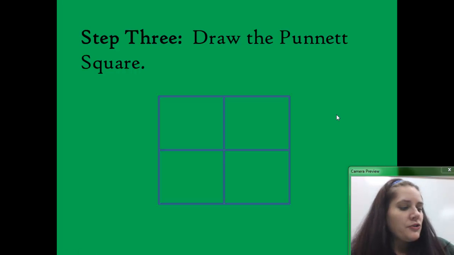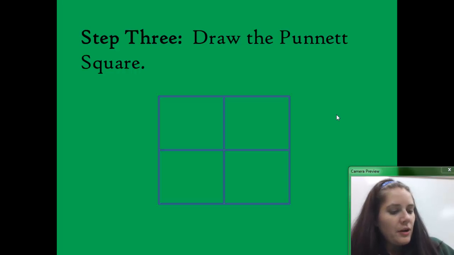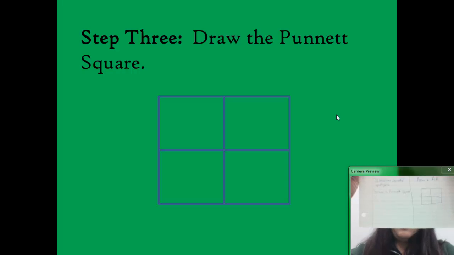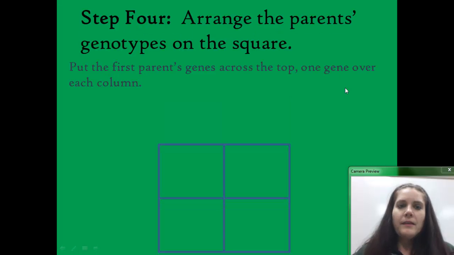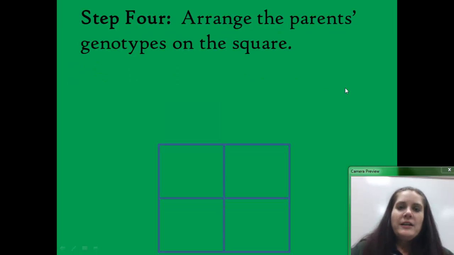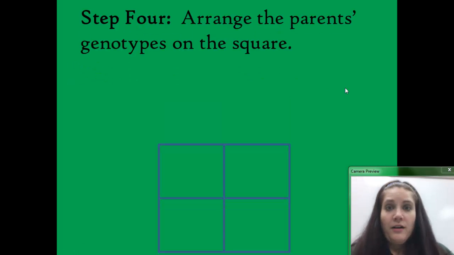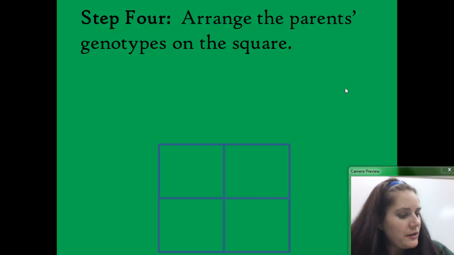Step 3, I'm going to draw a Punnett square. A Punnett square is just a square with a crisscross in the middle. So now I'm going to draw my Punnett square. I wrote down my step and I drew my Punnett square. Now I need to arrange the parents' genotypes on the square. So step 4 is arrange the parents' genotypes.